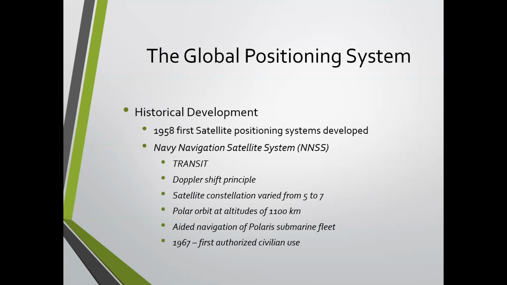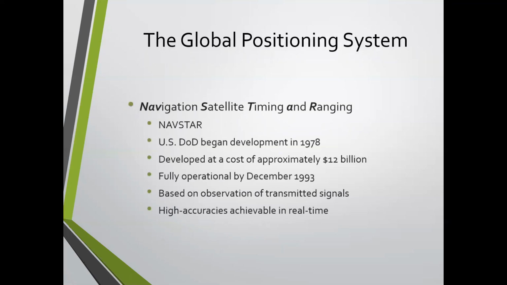This satellite constellation varied from 5 to 7 satellites, and it was primarily in polar orbit. So it was at an altitude of 1,100 kilometers, which is really low compared to the GPS ones, which are way up there. This was primarily developed to aid the Polaris submarine fleet. So those were our nuclear submarines that were up there. And it was authorized in '67 for civilian use. So prior to that, it was strictly military. There probably at that time weren't too many civilian surveyors or anybody like that engaged in it either. You probably had to have some pretty pricey equipment.